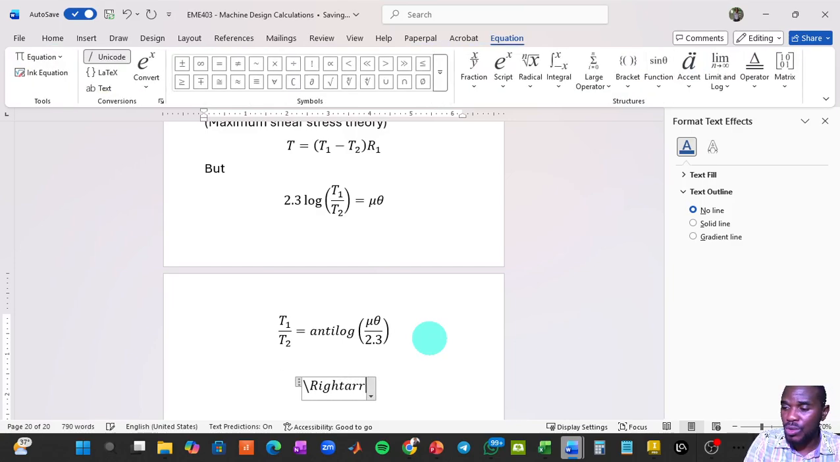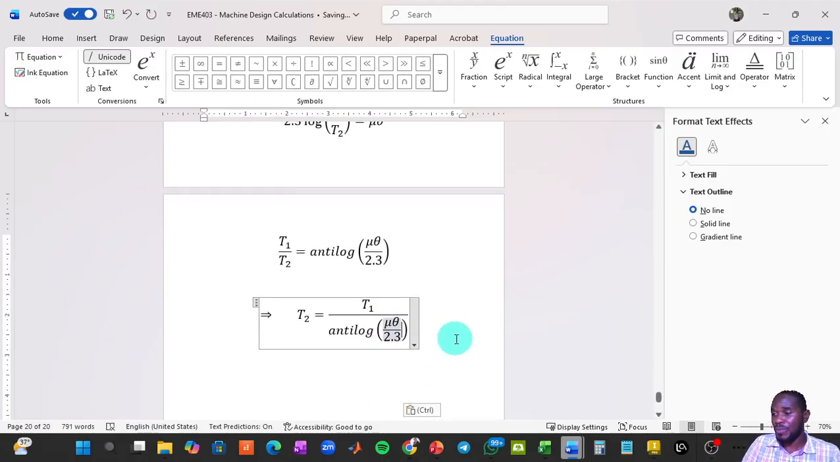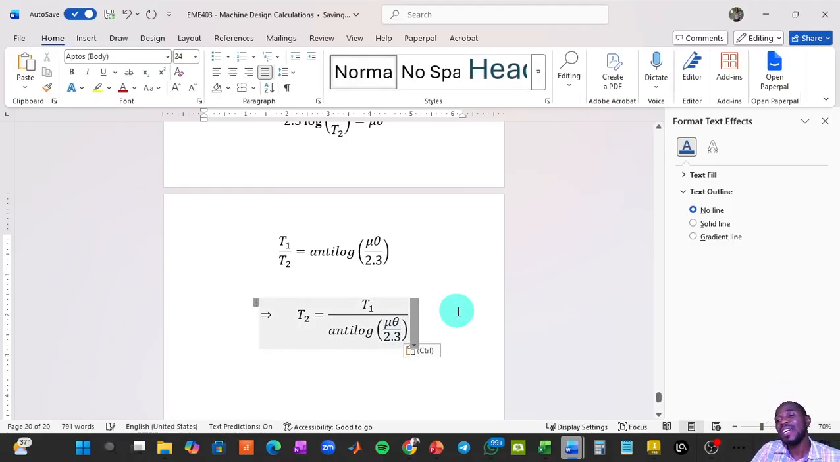So it follows that T2 is going to be T1 divided by the antilog. Let's do it that way, and then we'll come back down here and get the antilog. So what's the antilog that we're looking for? It's this number. So I'm going to copy that number and put it right there. Now we can find what T2 is. Let's evaluate this and see what it gives us.